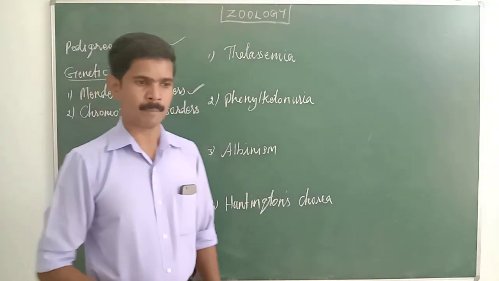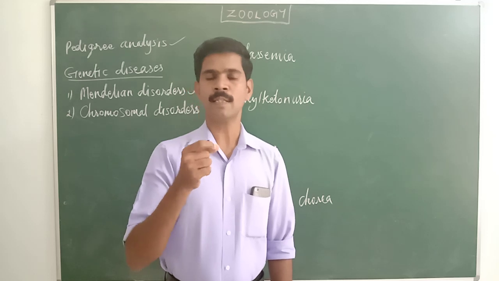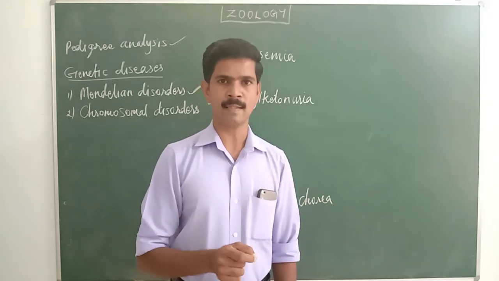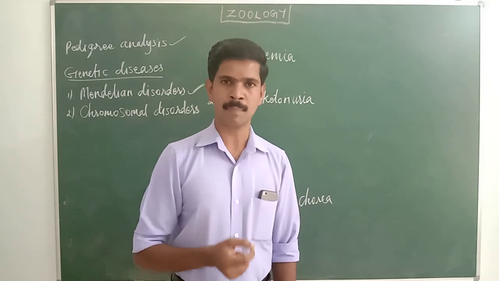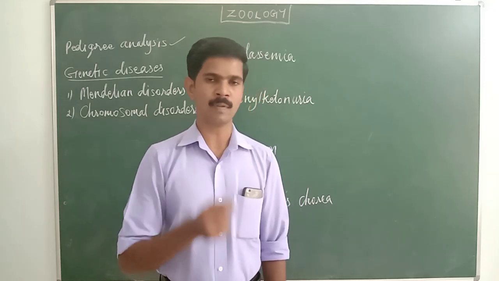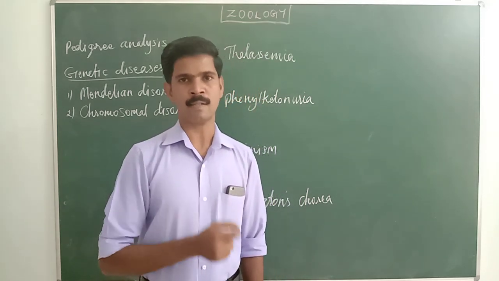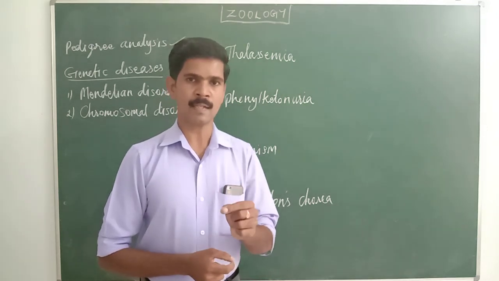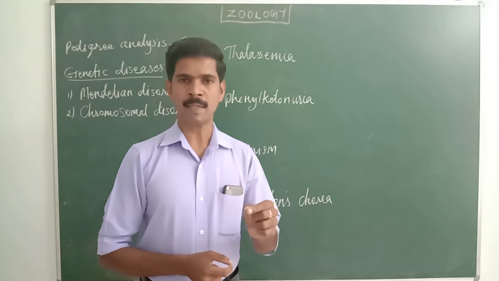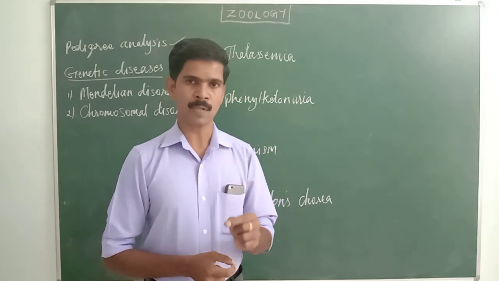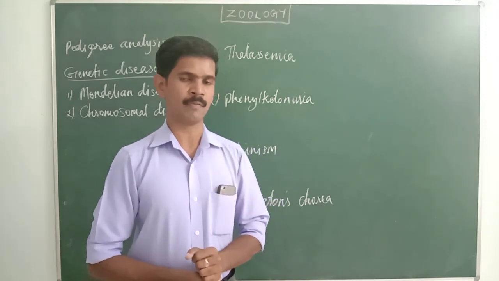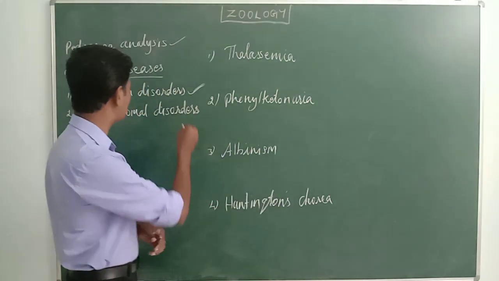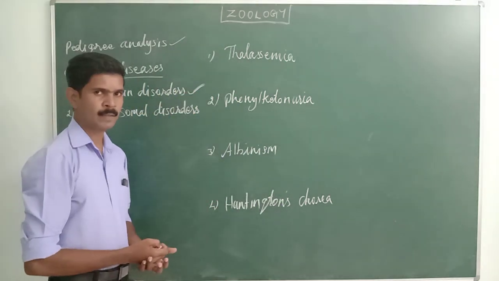Mendelian disorder means that due to any alteration or mutation in a single gene, some genetic diseases appear in the body of human beings. Those diseases are called Mendelian disorders. The reason is damage, abnormality or mutation of a single gene, which leads to a disorder.